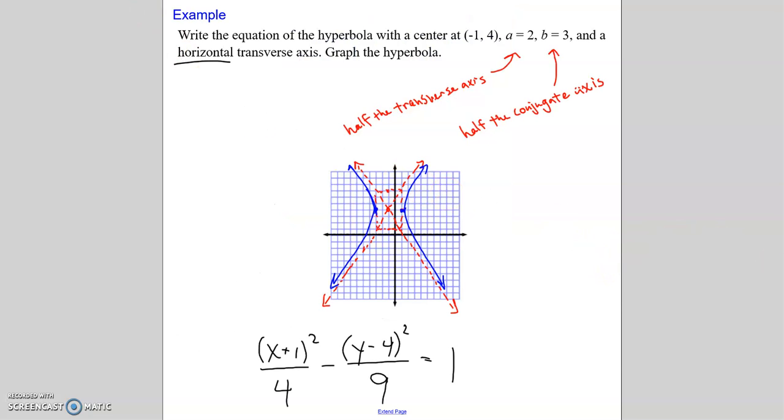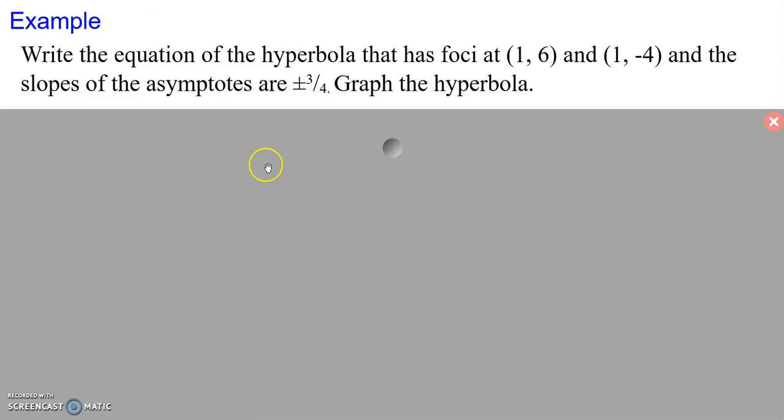All right, let's take a look at one more. Here we go. Let's say we know the following. So we've got a hyperbola that has foci at 1, 6 and 1, -4, and the slopes of the asymptotes are plus or minus 3/4. So we're going to write the equation and graph the hyperbola.